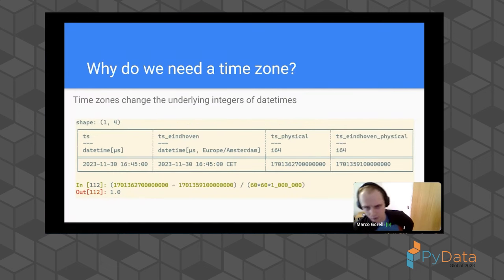Why do we need a time zone? Well, time zones actually change the underlying integers, because the integer that backs the datetime is the amount of time since the 1st of January 1970 in Universal Coordinated Time. So if you set a time zone, it might actually change that underlying integer representation. Got a little example here to, again, prove to you that I'm not lying. If you compare the integers backing a time in UTC and a time in Europe, you'll see that the difference is the number of microseconds in 1 hour.